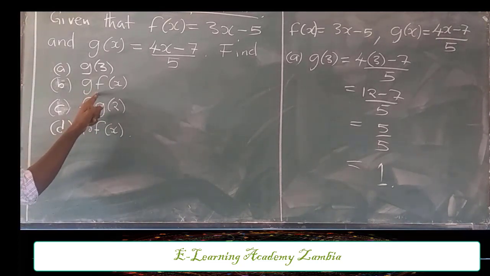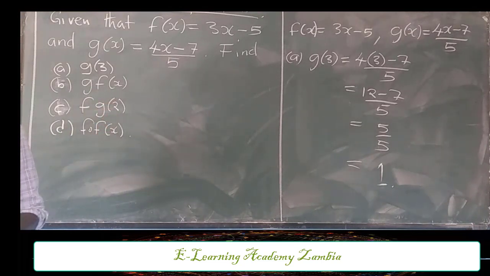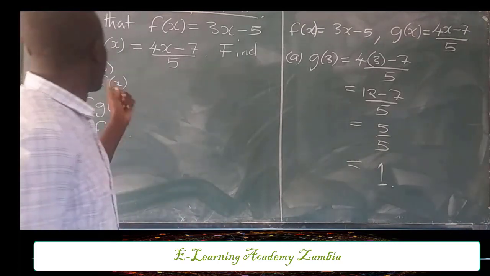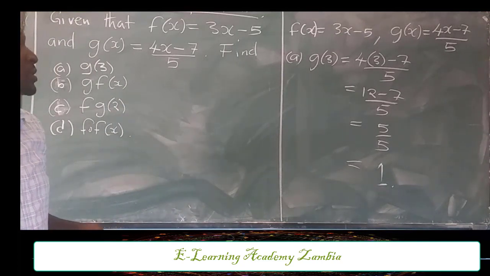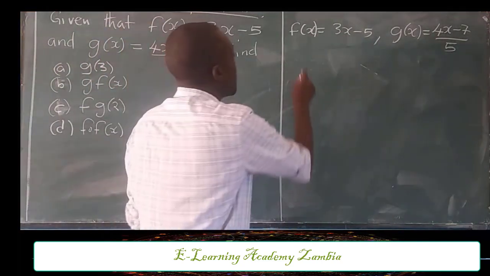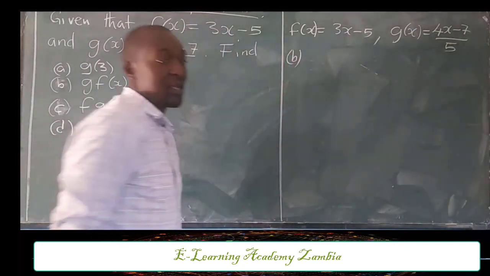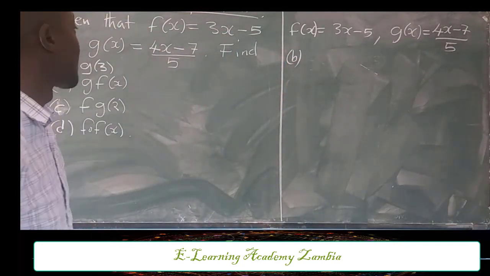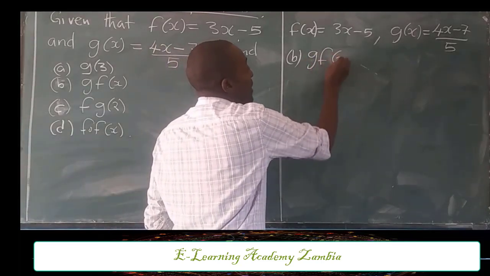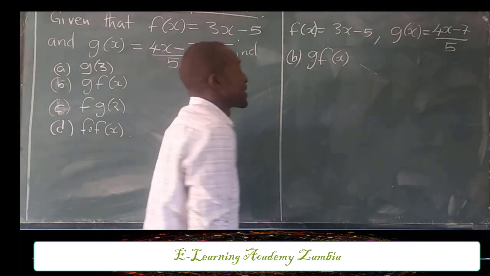The first one here, where we are finding what is called g of f of x. That's the way we read it. We say g of f of x. So we are going to example number 2, which is b. Okay, so let's go to b. Part b says find g f of x. g of f of x.